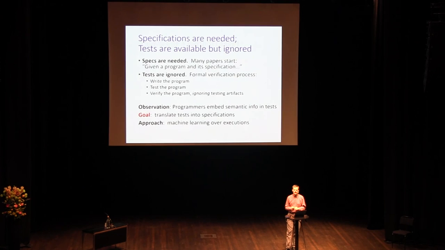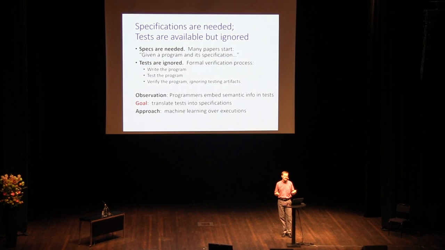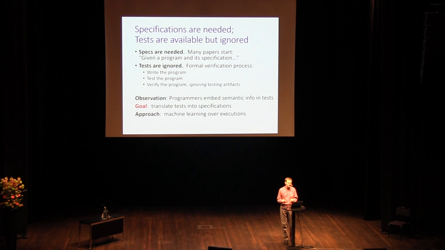So to set the stage, specifications are really useful. We need them. And they're often not available, but tests are available, but we tend to ignore them. So there are a lot of papers that start out, given a program and its specification, blah, blah, blah. Here are some amazing things we can do. And that's good research. The problem is, it's not applicable to, I've heard that there are some programs that don't have a full formal specification.